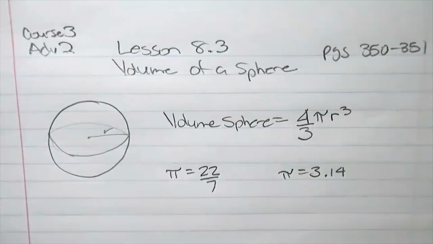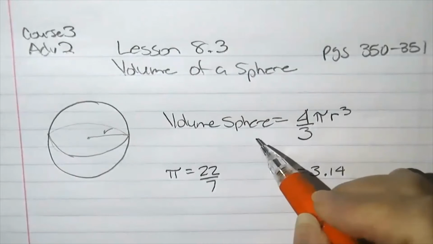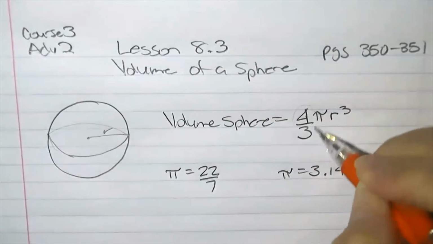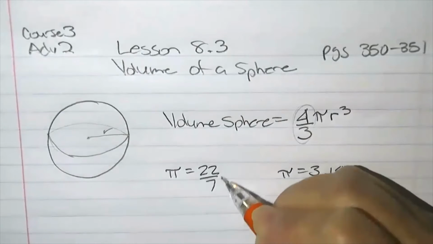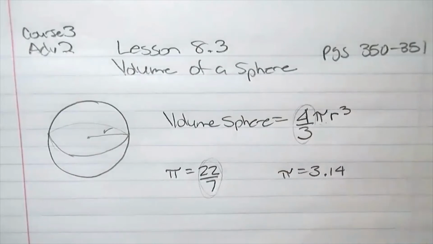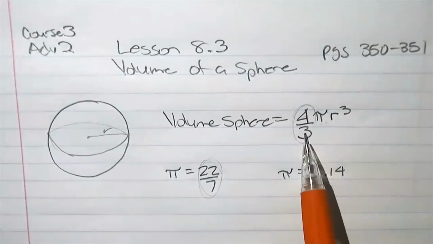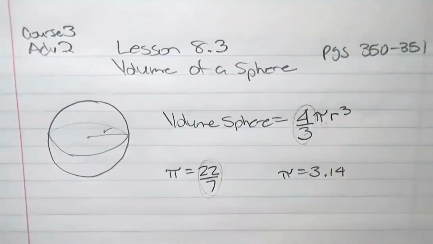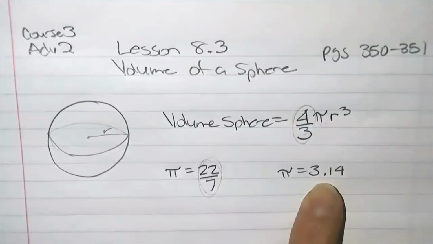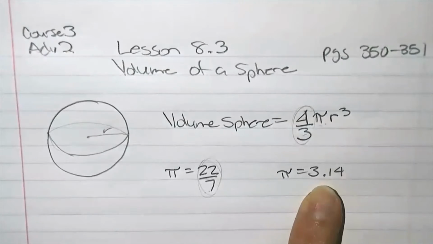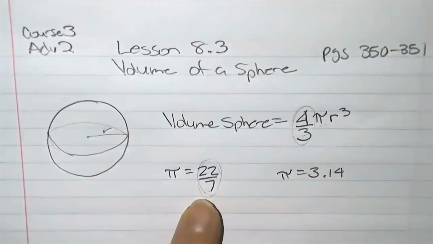Now, typically, when we are dealing with volume of a sphere, because this is a fraction, we use the fraction for pi, okay? And that's exactly what the book is doing. If you use 3.14 and you plug your answer into Big Ideas Online, it will tell you that your answer is incorrect. So we need to use the fraction here, okay?